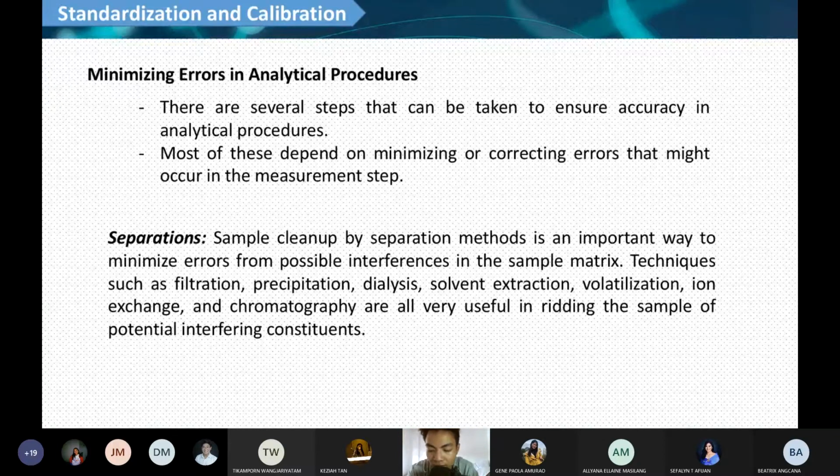So that's how separation works. You filter out anything that may interfere with your analysis so that your instrument will not be broken, and then you will have good instrument response. So you filter them, or you separate them, so that you will have good measurements with your samples.